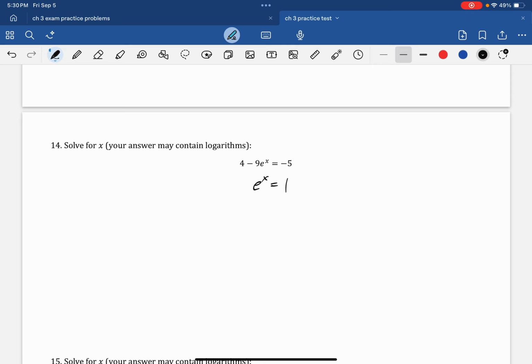Either just immediately see that x equals 0, or take a natural log of both sides, right? Natural log is log base e. So I'm left with x equals ln of 1, or x equals 0.